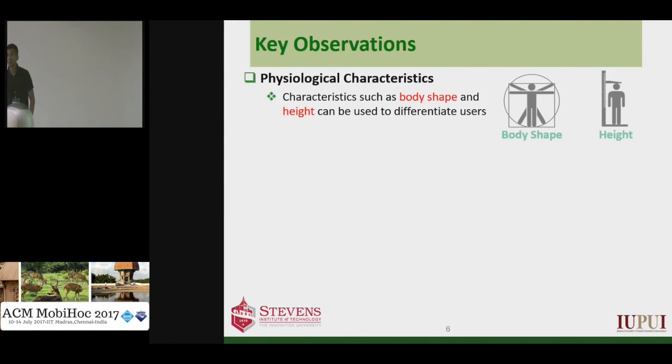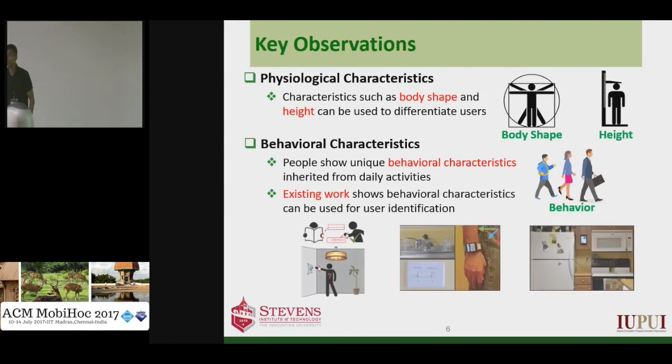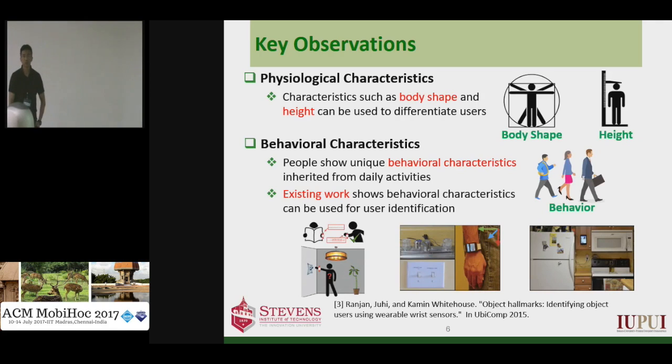Different from existing solutions, our work is based on two key observations. First, we found that physiological characteristics can be used to distinguish different people, for example different body shapes, weight, and height. This is very straightforward. Sometimes we can even use our eyes to distinguish different people far away, only from their body shape.